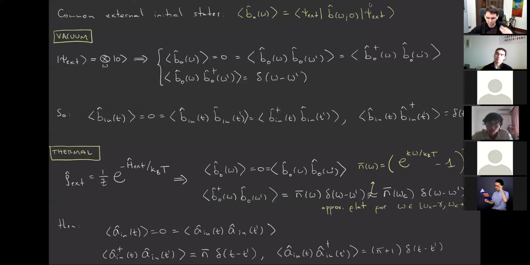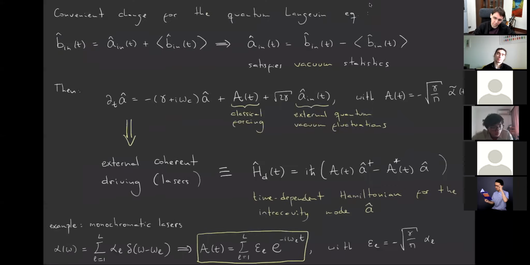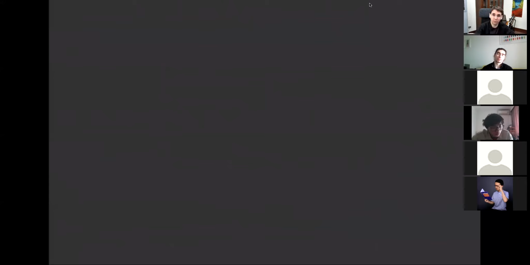So this is the most general type of environment that we are going to consider. So we are going to consider an environment in which you are allowed to send lasers, so you can use lasers to drive the cavity, and outside you are at thermal equilibrium at some temperature T, okay? So then if I combine everything, and by the way, before I combine everything, maybe I just give you a final remark.